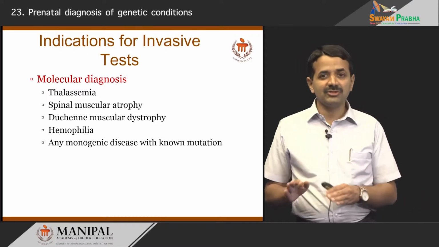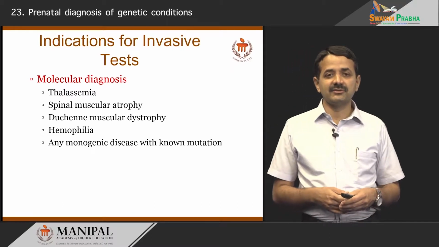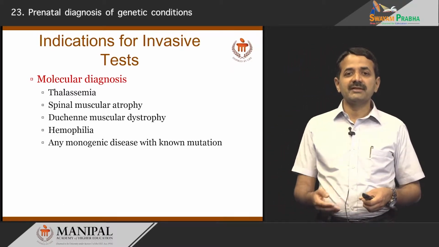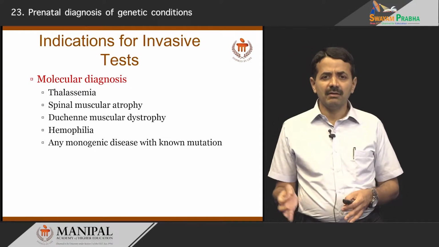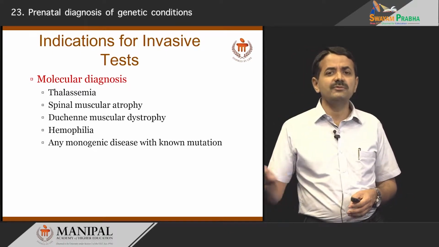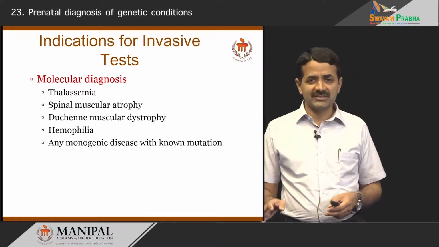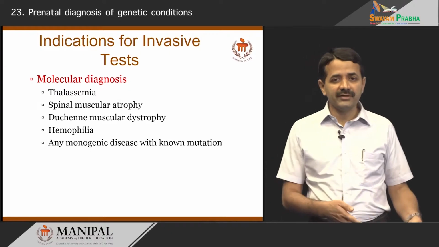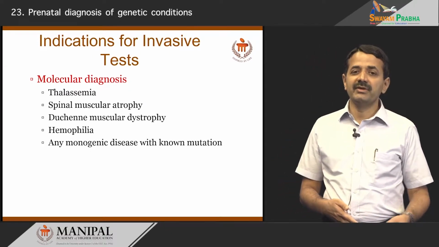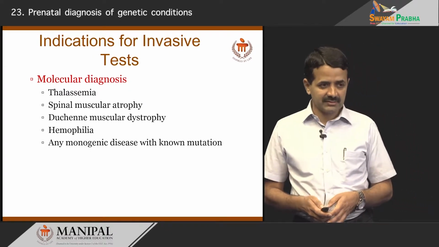The most common indications I have listed here include thalassemia, spinal muscular atrophy, Duchenne muscular dystrophy, hemophilia A and B, or as I said earlier, any monogenic disease with a known mutation. That is a prerequisite. We should have a diagnosis before we look for it in the sample of the baby, then we can do prenatal diagnosis.